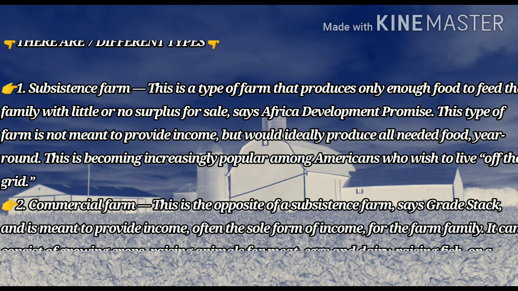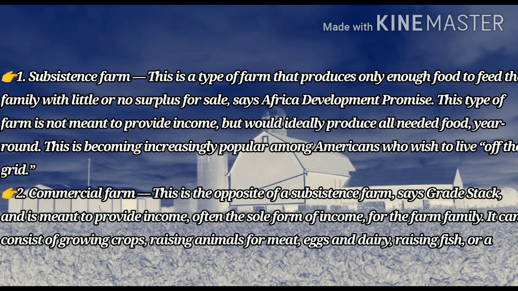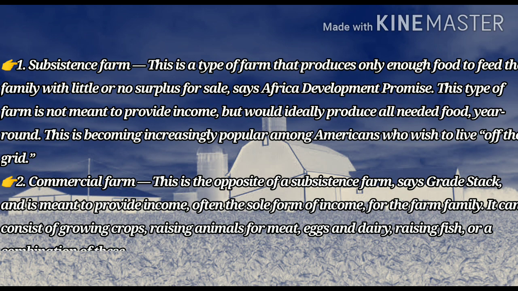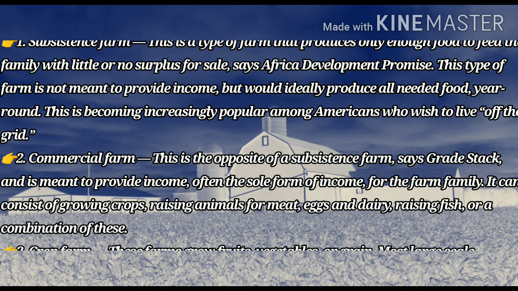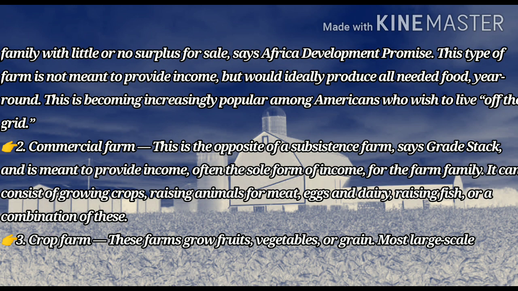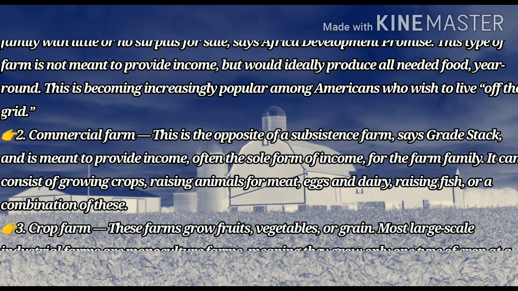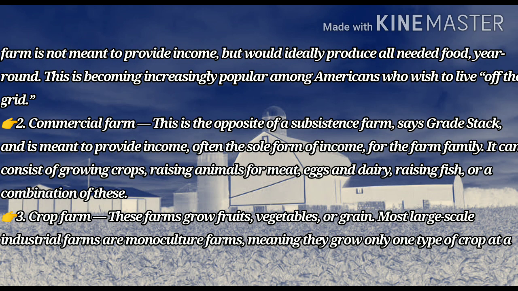2. Commercial farm. This is the opposite of a subsistence farm, says Grade Stack, and is meant to provide income, often the sole form of income, for the farm family. It can consist of growing crops, raising animals for meat, eggs and dairy, raising fish, or a combination of these.